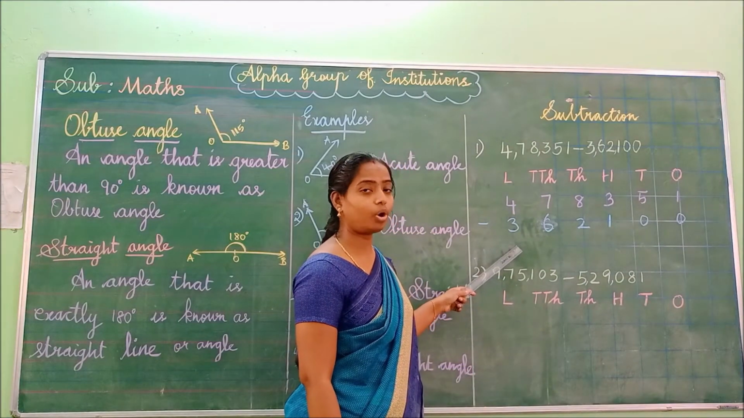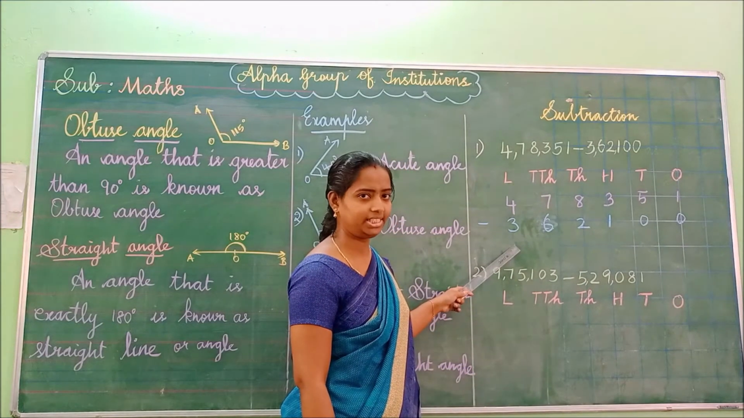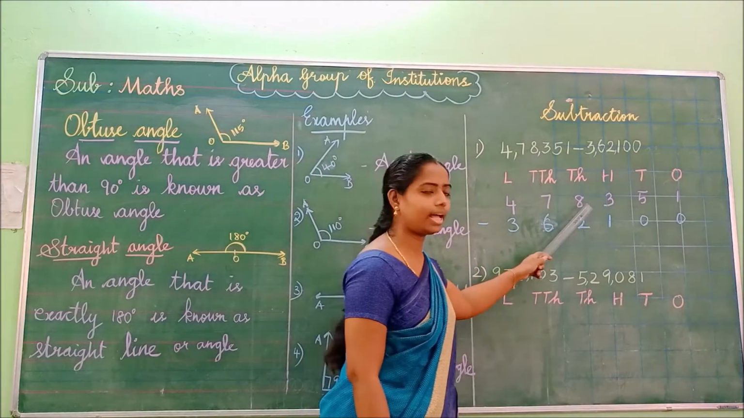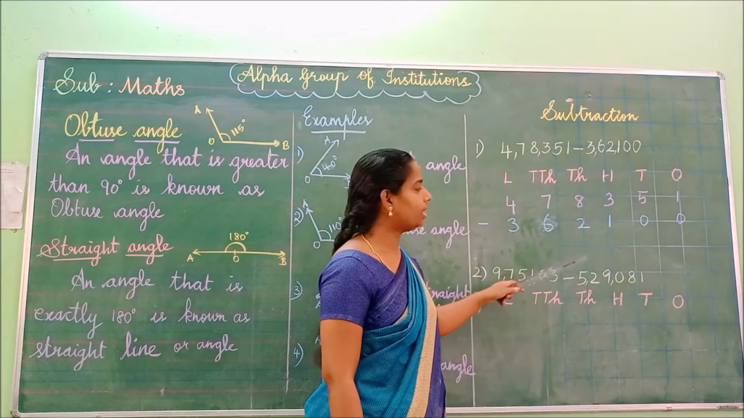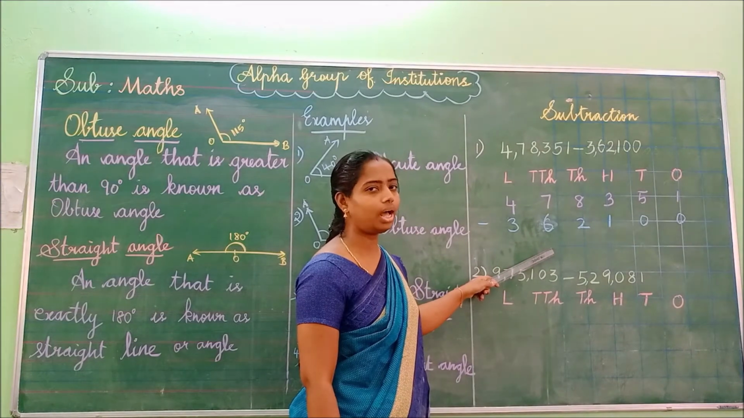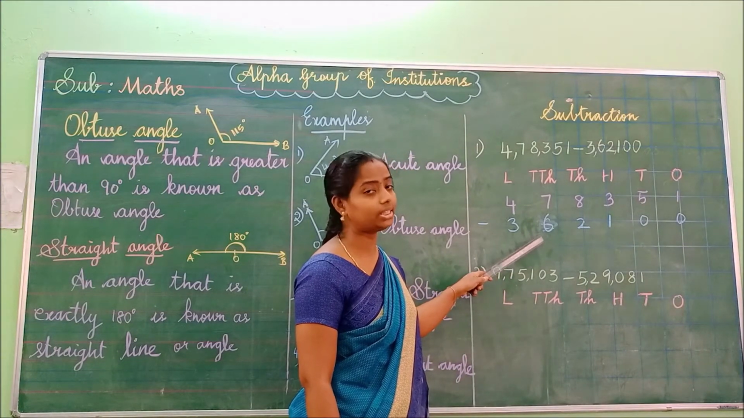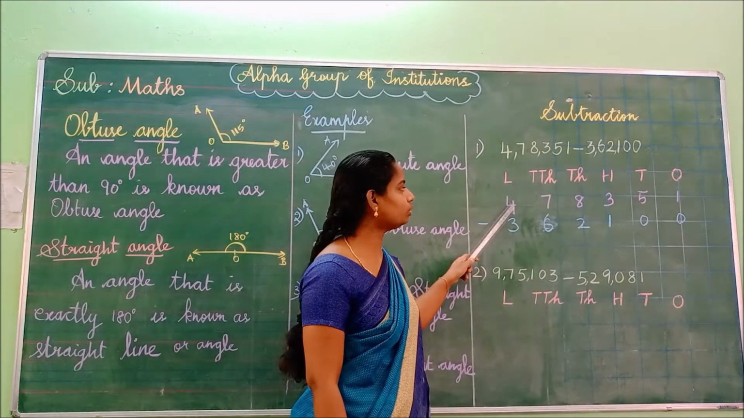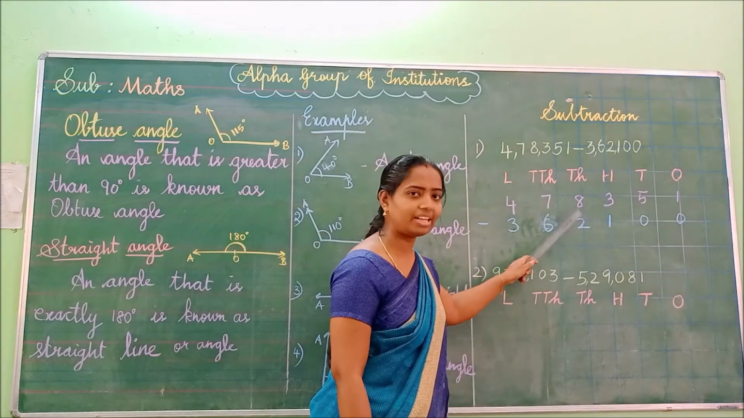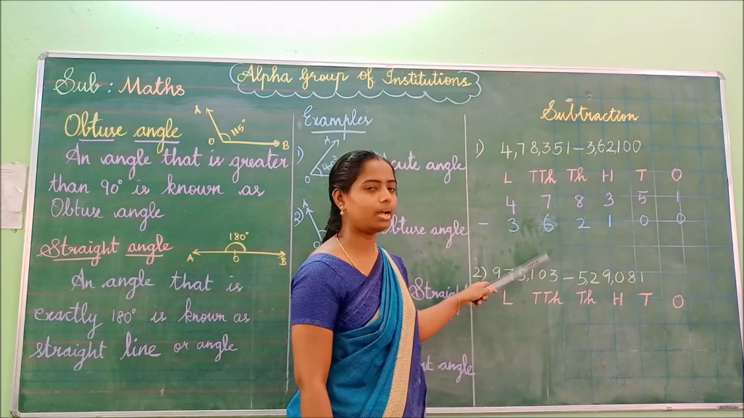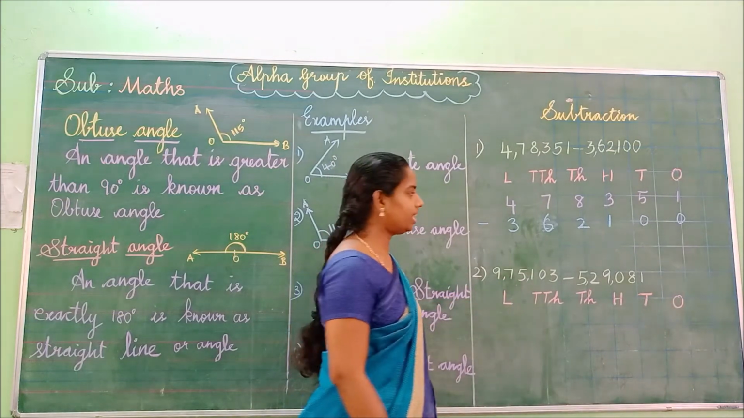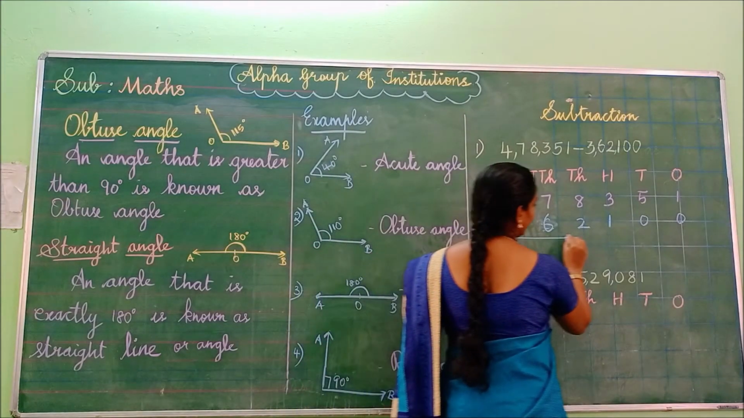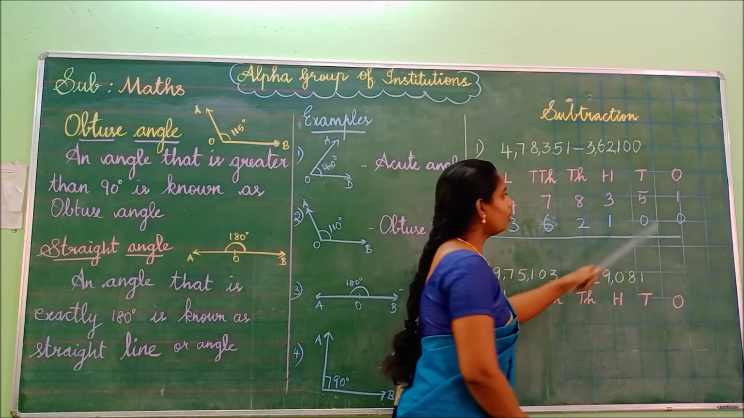See, children, one thing is very important here while doing subtraction. The greater number has to come first, and then only we have to write the smaller number. Okay, children, it is a very important point. While subtracting, you have to write the greater number first, and then only the smaller number comes. Okay, children, shall we subtract this?